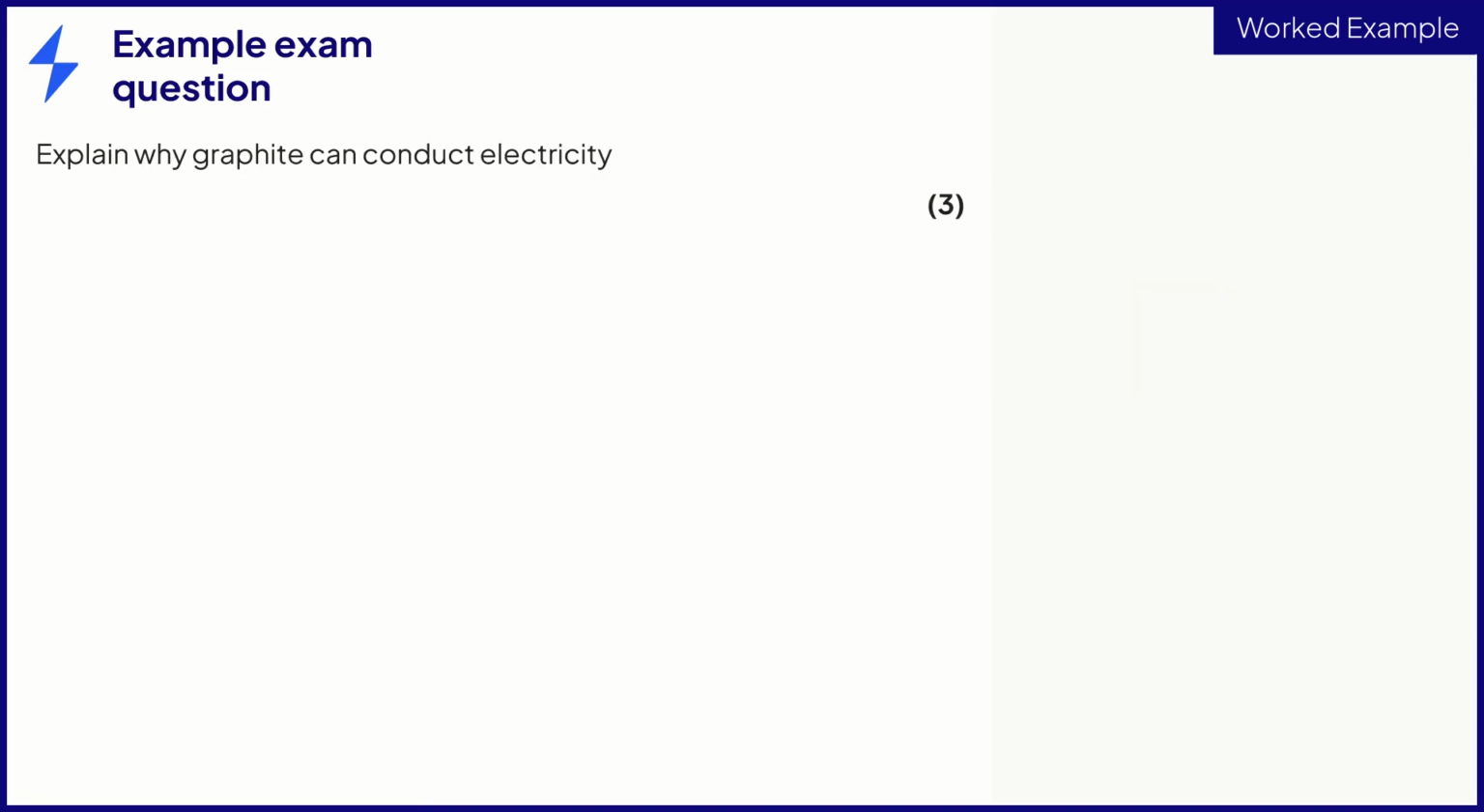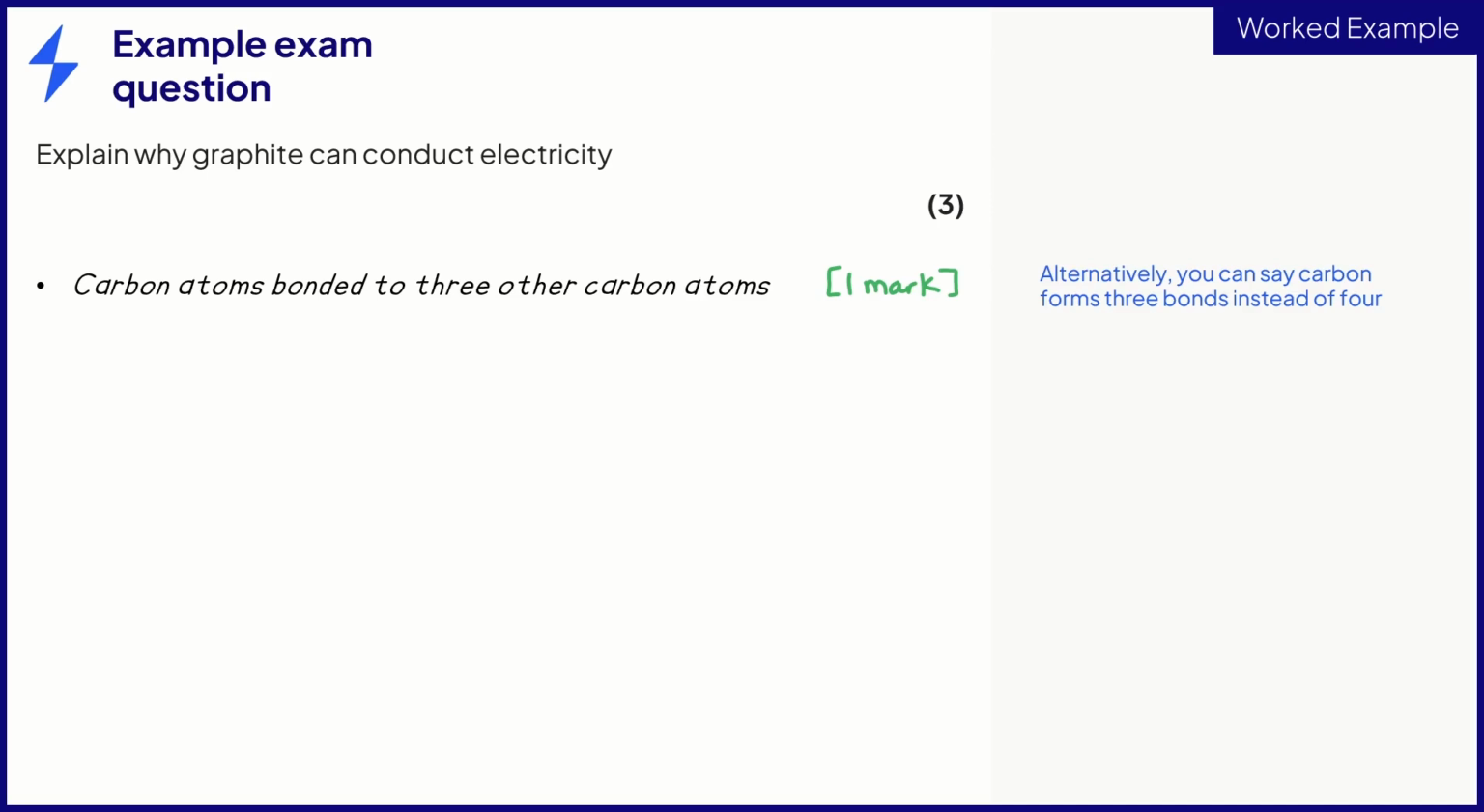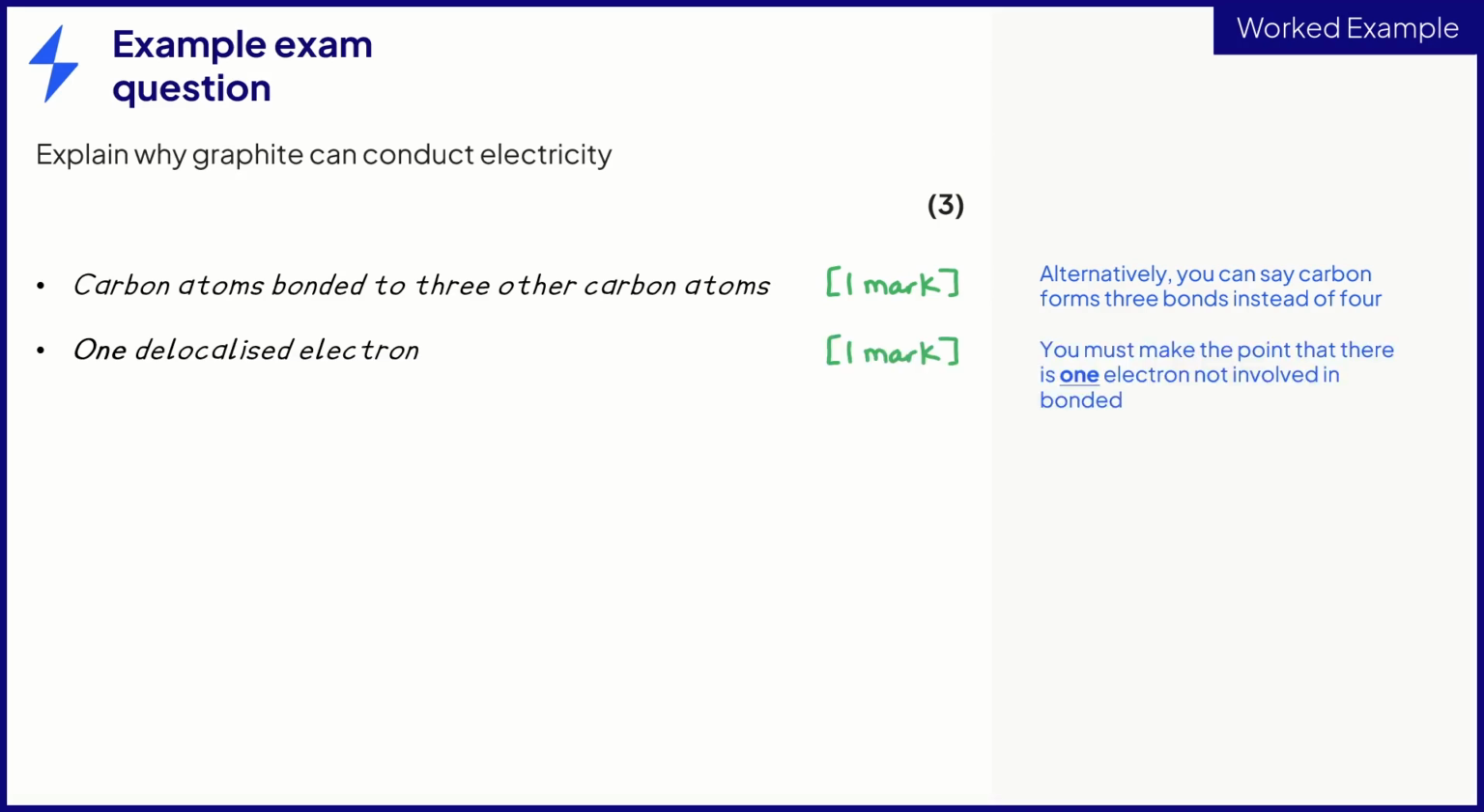This example is about graphite. In this question, you are asked why graphite can conduct electricity for 3 marks. In this giant covalent structure, carbon atoms are bonded to 3 others for the first mark. Or you could say carbon atoms form 3 bonds instead of 4. Remember, this means that there will be 1 spare electron. For the second mark, you must state that there is 1 delocalized electron, which will come from each carbon atom. You must make the point that there is 1 electron not involved in the bonding.